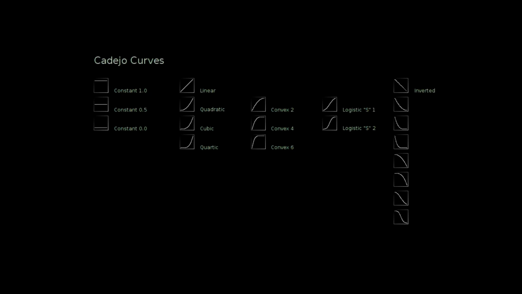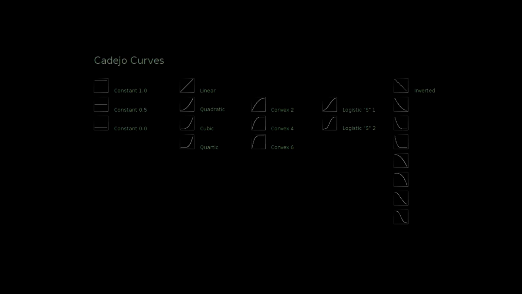In the next column are the default linear curve and 3 exponential curves, which tend to emphasize large value changes to various degrees. The 3 convex curves do the opposite and tend to emphasize low value changes. The 2 S-curves respond as a combination of exponential and convex curves with a linear section in the middle. Finally, there are 8 inverted versions of the non-constant curves.